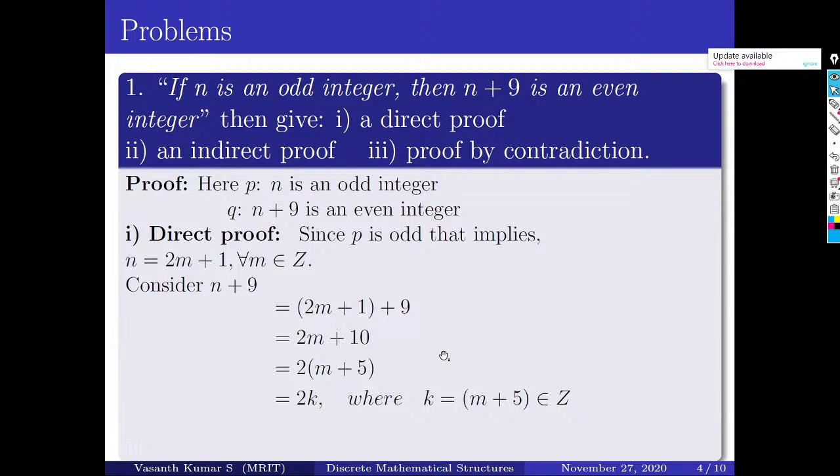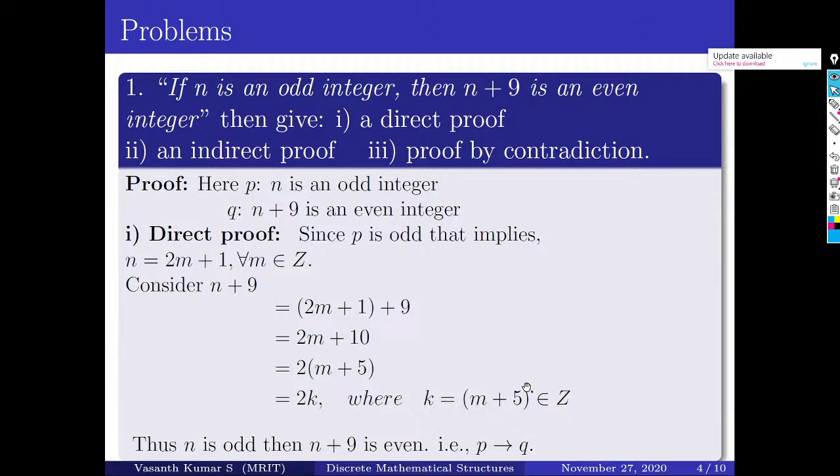So therefore, n plus 9 is an even integer. I have proved that n plus 9 is an even integer. Thus, if n is odd, then n plus 9 is even. Therefore p implies q. This is the definition of a direct proof.